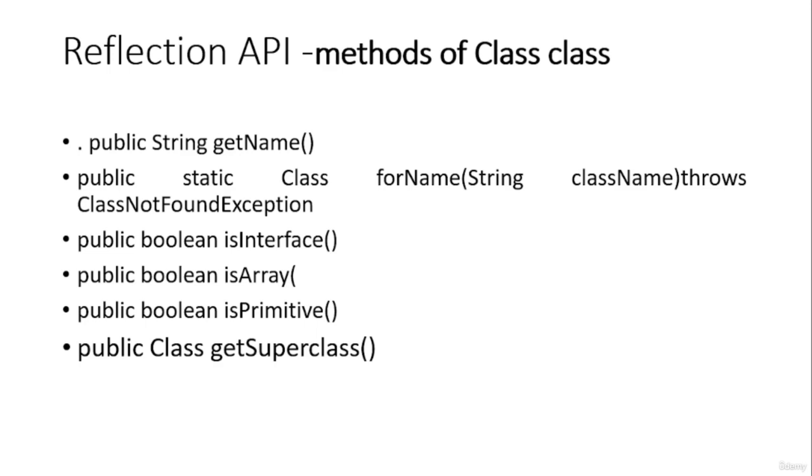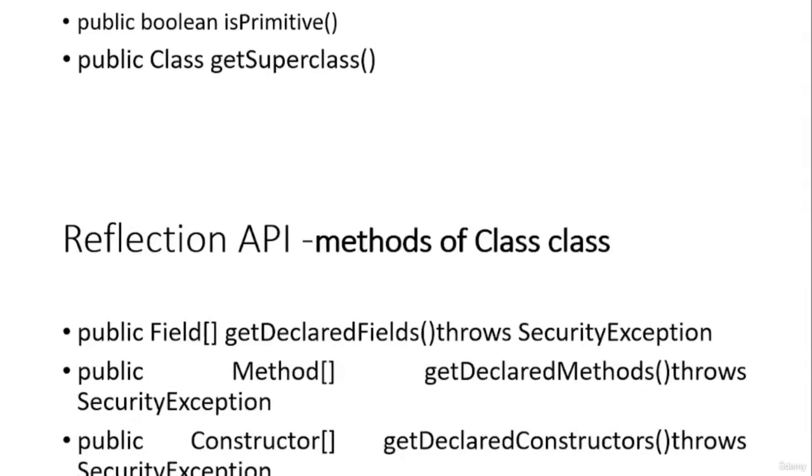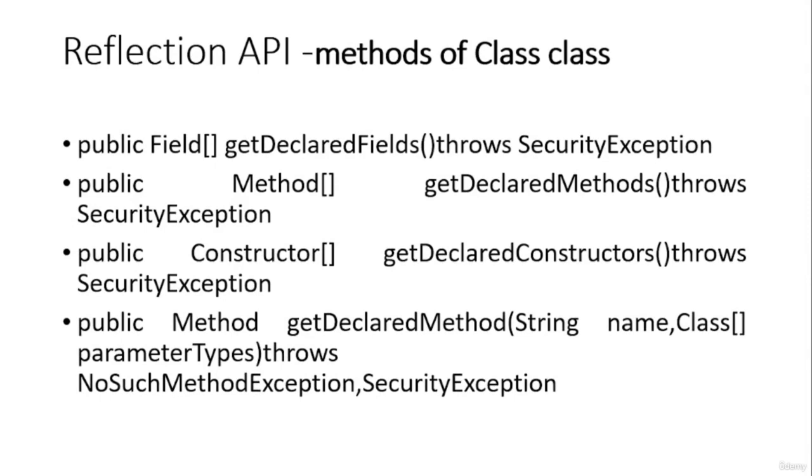Next method is Class.forName. It will return you a class object, and similar to that other methods are there: isInterface, isArray, isPrimitive. Similar methods are there. Now let us see some more methods which are there in the Reflection API. Here you can see all the methods. We'll go through some of the methods in the example. Here you can see some more methods.